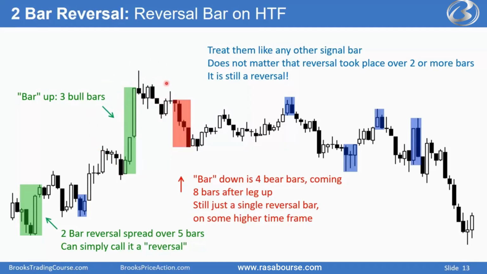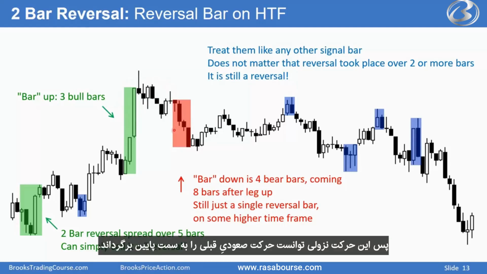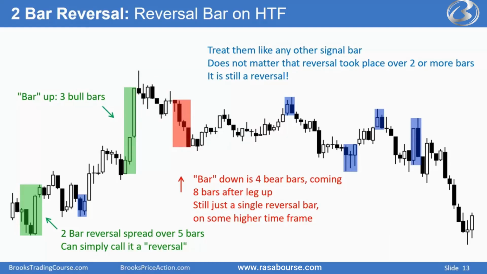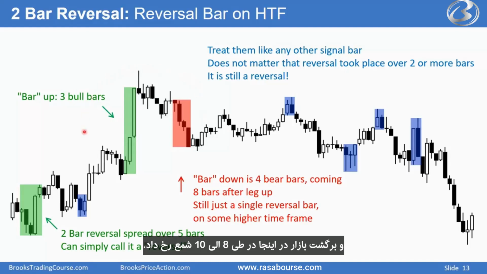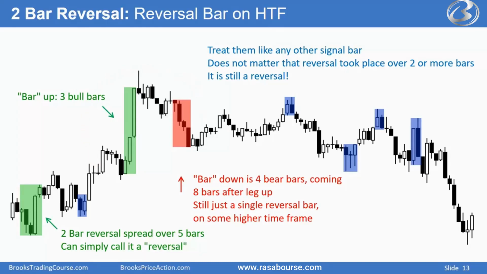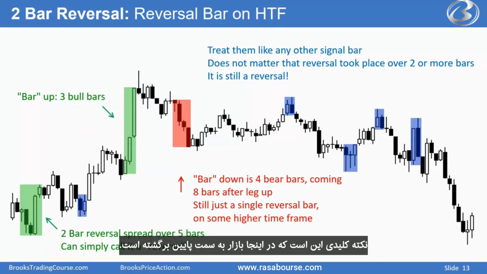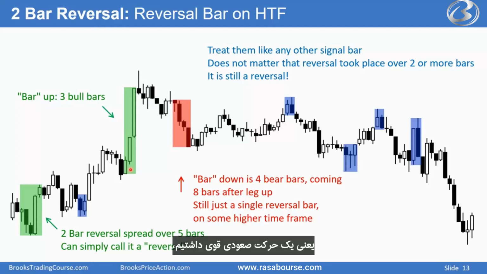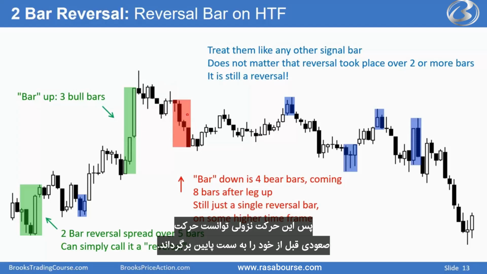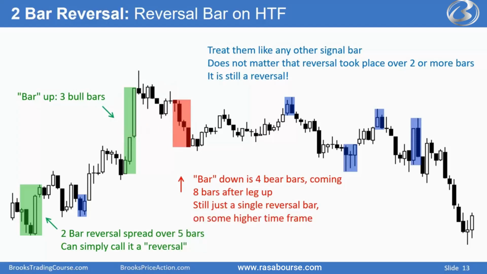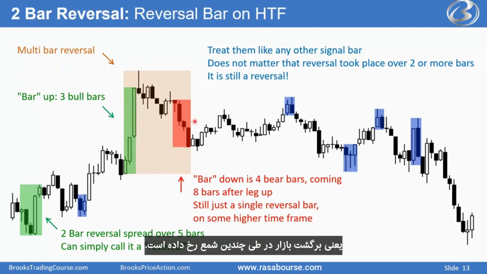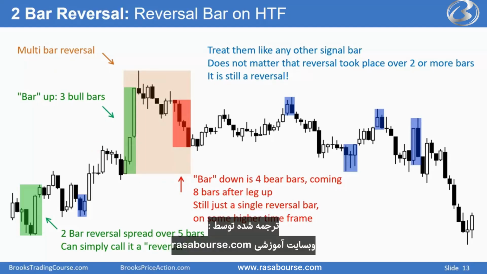We went up strongly, we went down strongly. This reversed that rally. And it took place over whatever that is, 8 bars, 10 bars. And the key point is the market reversed. It tried to go up strongly and it went down strongly. So this reversed that. Multi-bar reversal spread over the course of many bars.